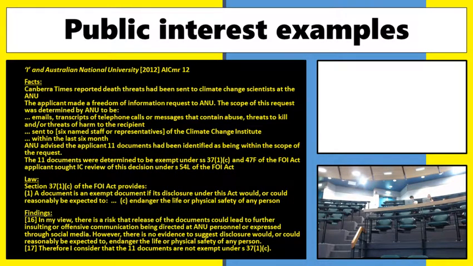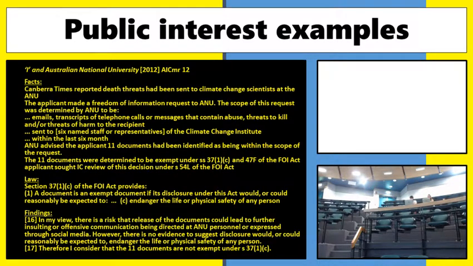All right, so here, what did we have? This was apparently there were death threats sent to climate change scientists at ANU. And so the applicant was a journalist, I think. Not sure. Yeah, I think it was a journalist. Went to ANU and said, "Oh, we want an FOI request to read these supposed death threats." And so ANU did comply with that. They did go through, find 11 documents. But they then argued, of course, that these were exempt.